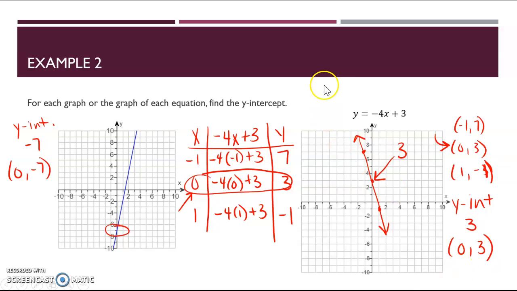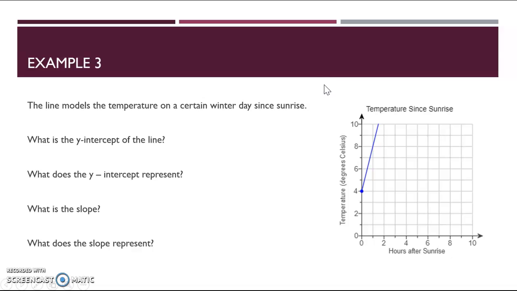All right. Last example, here we have a situation that models temperature on a certain winter day since sunrise. So x is hours after sunrise, so 0 would be sunrise. Things to just think about as you go along, and our temperature is in degrees Celsius. It asks, what is the y-intercept of the line? So the y-intercept is where we cross the y-axis. So that's happening right here.